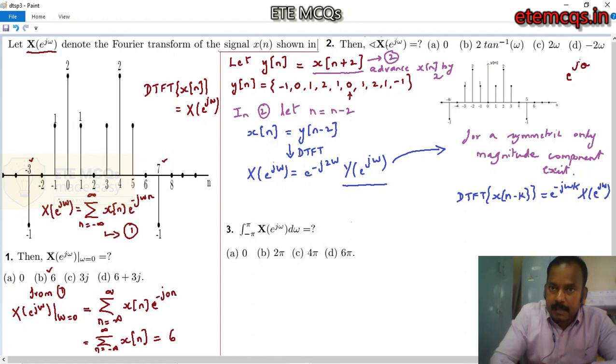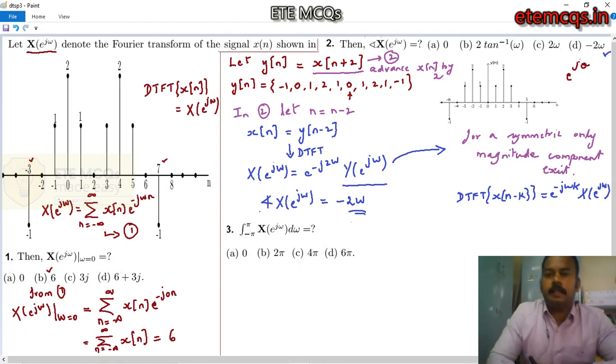So what is angle X of e power j omega? It just refers to everything else other than j in the exponential part. So finally, angle X of e power j omega is nothing but everything other than j in the phase component. So you will have minus 2 omega. This is your final phase component. Okay, so angle of X of e power j omega is minus 2 omega. So option D is correct. Okay, so we are done with the second subdivision that is given.